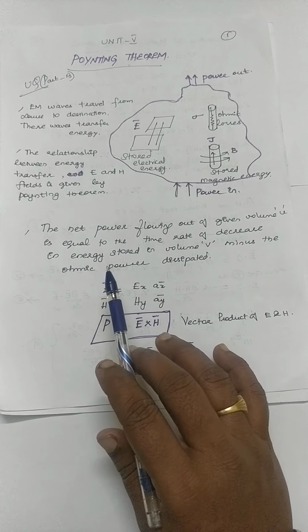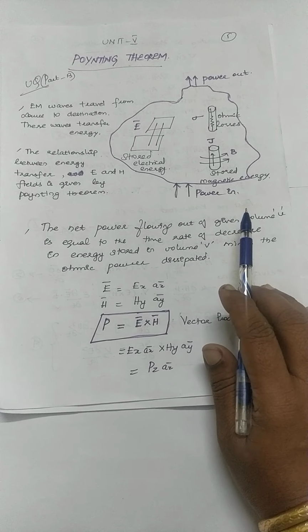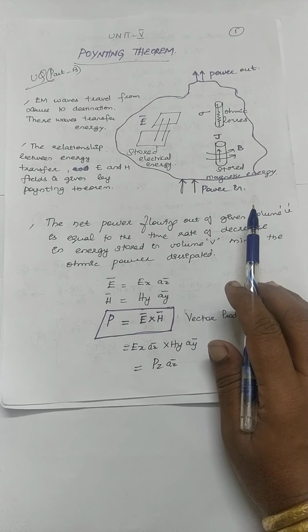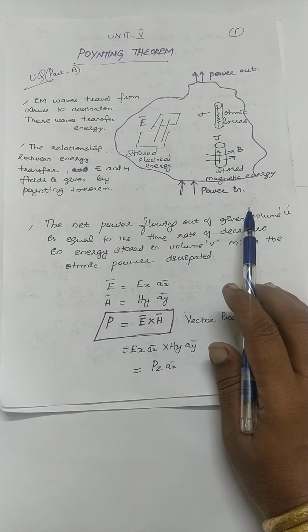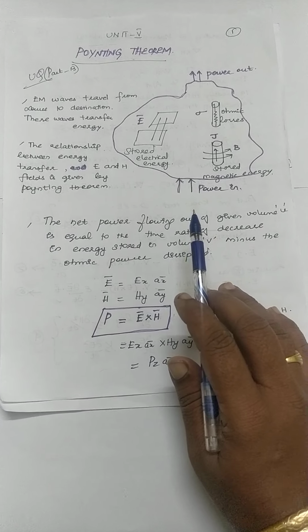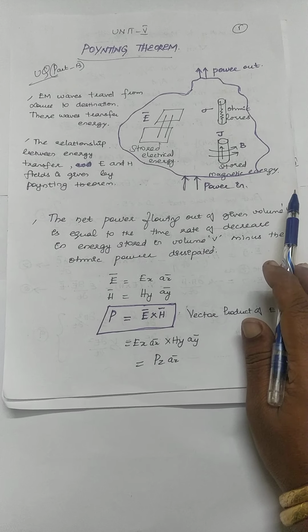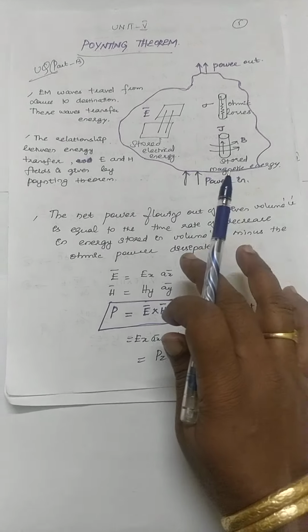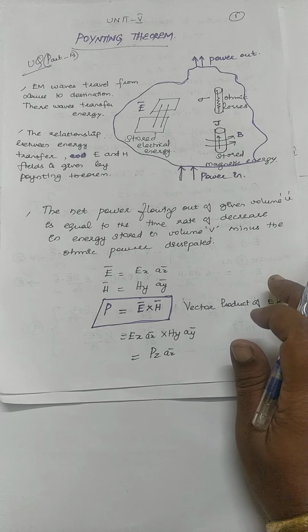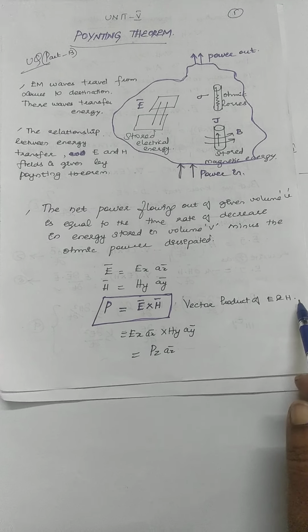By definition of the Poynting theorem, the net outward power flow is exactly equal to the time rate of decrease of energy stored in the volume V, minus the ohmic power dissipated. How to write it mathematically is the proof of this theorem that I have spoken about. Generally speaking, it is a vector product of E and H.